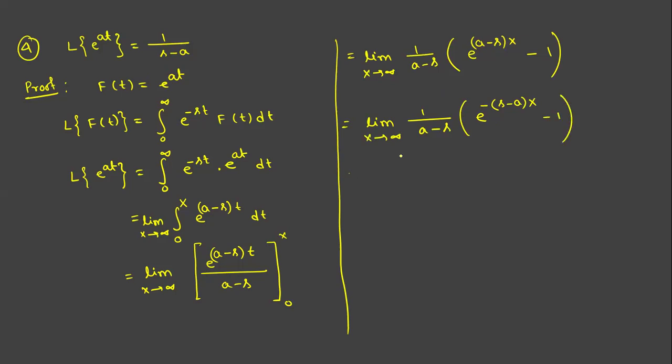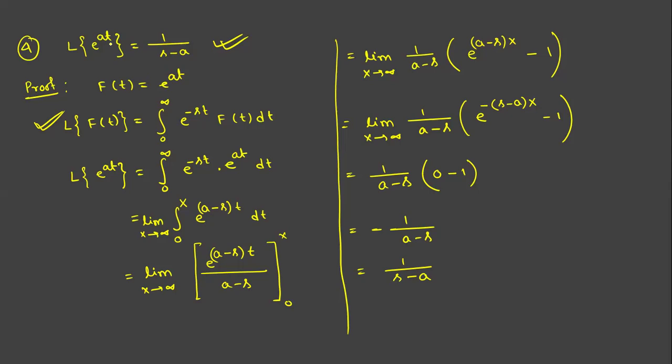Clear? Now put the limit x tends to infinity. So 1 by a minus s into e to the power x tends to infinity, that means e to the power minus infinity. And what is the value of e to the power minus infinity? 0. So you are getting 0 minus 1. The final result is minus 1 by a minus s, that means this equals 1 by s minus a. Hence proved. This is our proof. Yes or no? You just have to use the definition of Laplace transform. Clear?